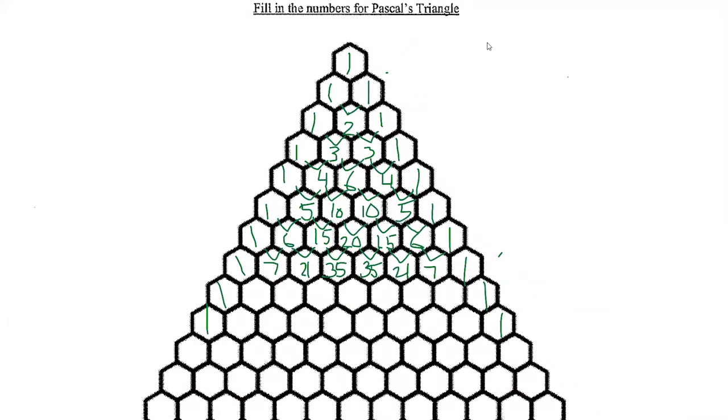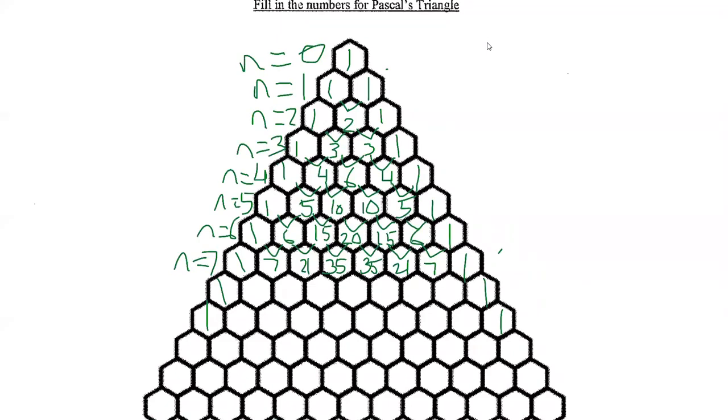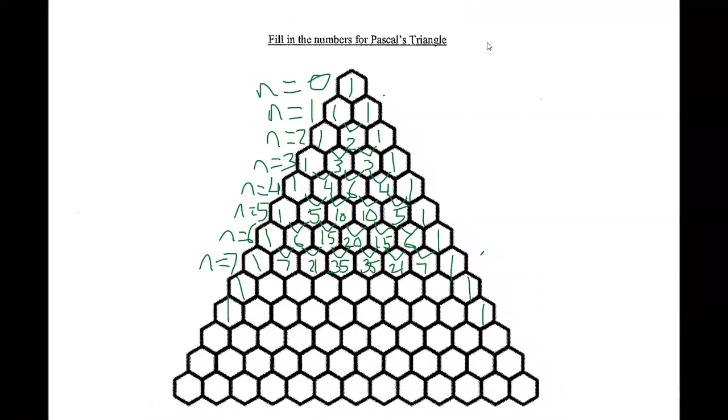So one thing I'm going to do is label the rows of our Pascal triangle. Our top row is really if n equals 0, and I'll explain what I mean by n. Our second row is if n equals 1. So basically you count your rows, but you start with 0. So that's how we label our rows, and I'll explain when we get to our next problem.